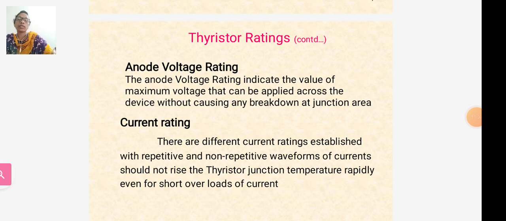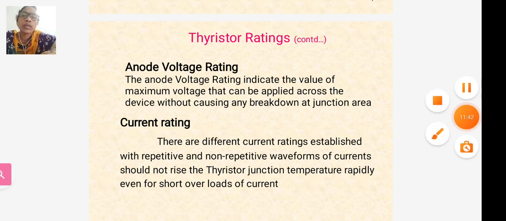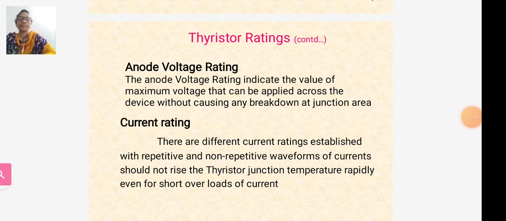And next is the VT, the on state voltage. The on state voltage is the voltage drop between anode and cathode during forward bias, and its value lies between 1 to 1.5 volts. And next is the forward dV by dt rating.